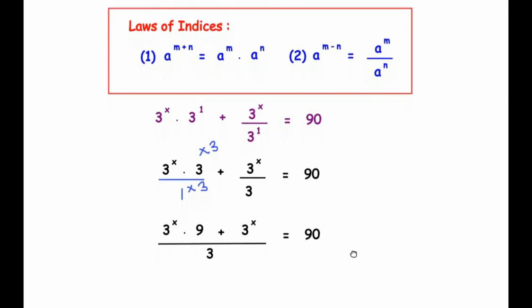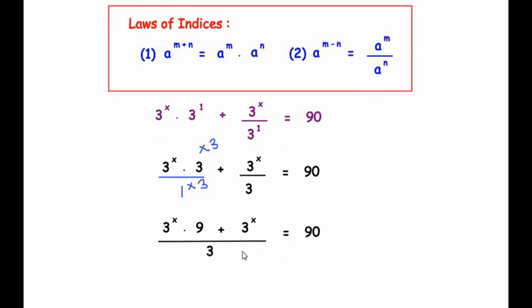Now for the next step, we are going to take this denominator 3 on the right hand side so that it multiplies with 90. So here we get 3 raised to x times 9 plus 3 raised to x is equal to 3 times 90 gives us 270.